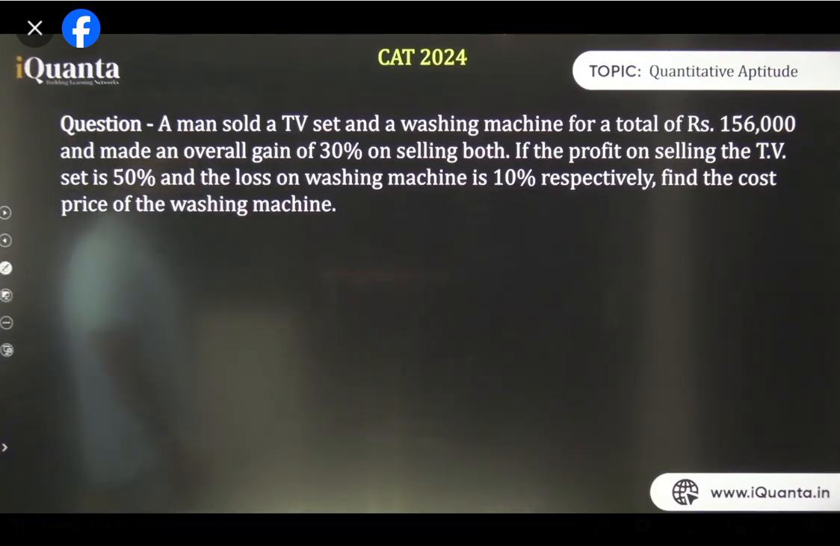A man sold a TV set and a washing machine for a total of 1.56 lakhs, 156,000, and made an overall gain of 30% on selling both. If the profit on selling the television set is 50% and the loss on the washing machine is 10% respectively, find the cost price of the washing machine.